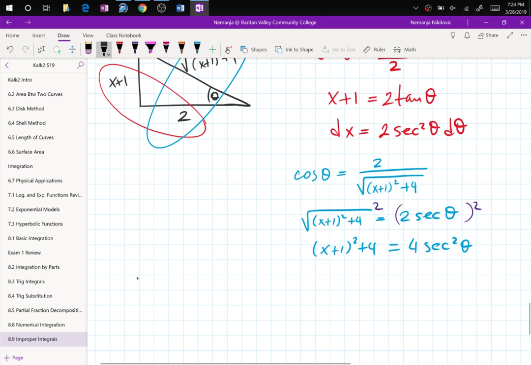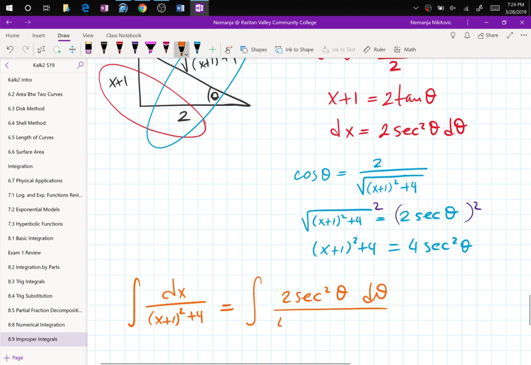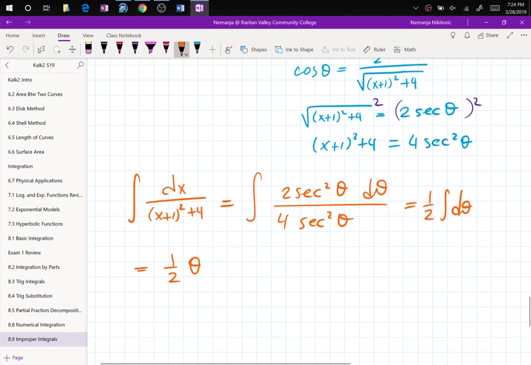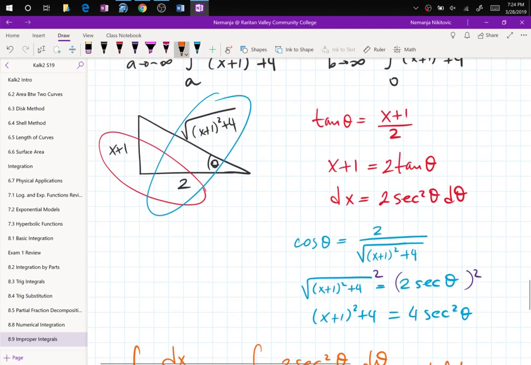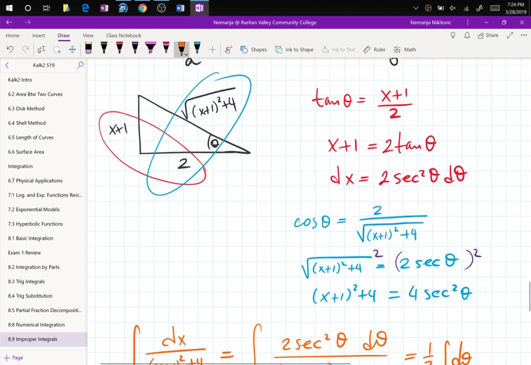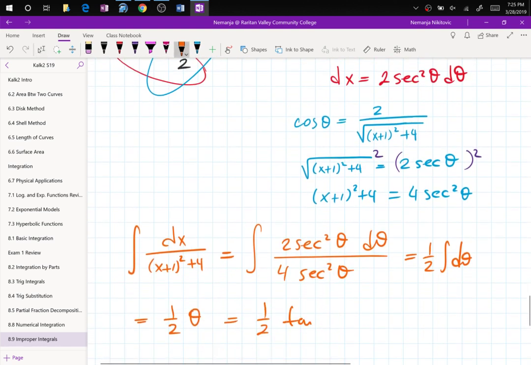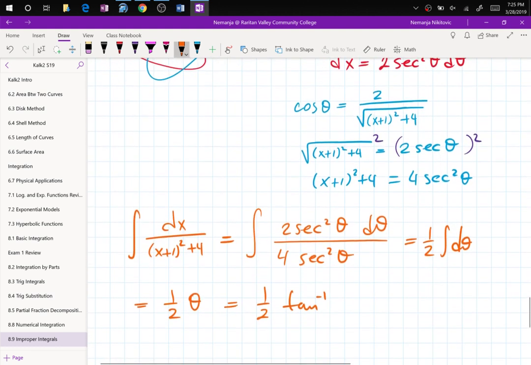Now I'm just going to integrate and then plug stuff in later. The integral of dx over (x plus 1) squared plus 4 is, instead of dx, 2 secant squared theta d theta, and instead of the denominator, 4 secant squared theta. Beautiful. This is 1/2 the integral of d theta, which is just 1/2 theta. Now I have to change theta back, so we use inverse tangent: 1/2 inverse tangent of (x plus 1) over 2.